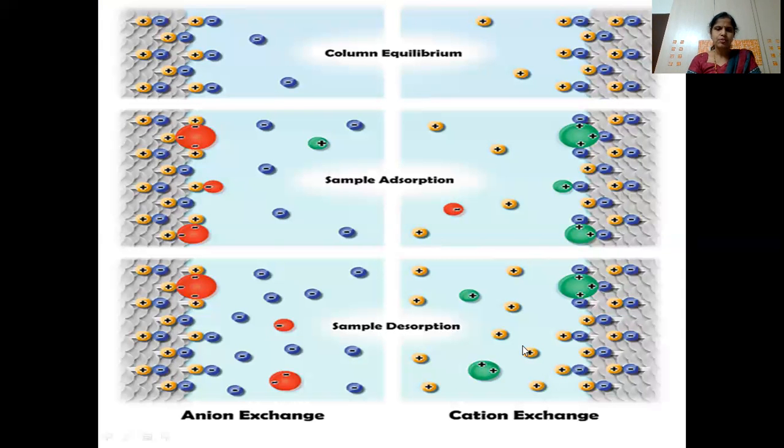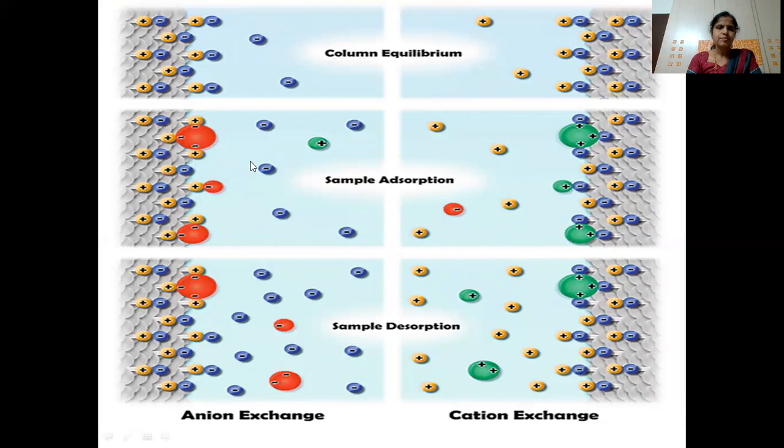Now in this diagram also, it is clearly visible. See, this is the column. Here we have taken two examples at a time, anion exchange and cation exchange. Now see, this is an anion exchange resin. This is a positively charged resin. But what are the counter ions which are present? The blue colored ones, they are negative. So these negative counter ions have to be exchanged with the sample ions.